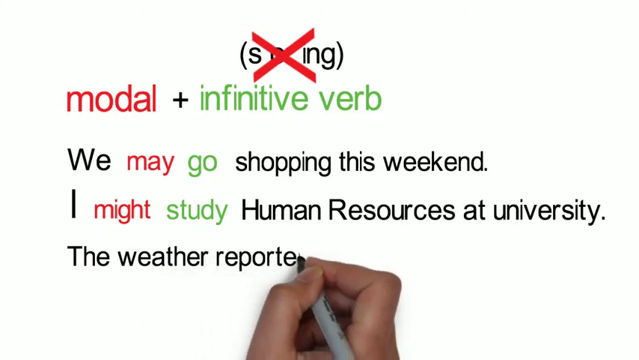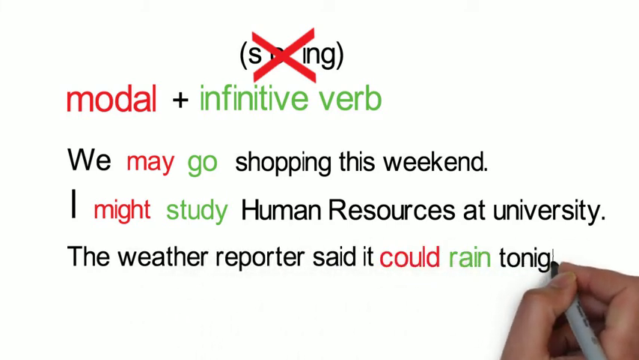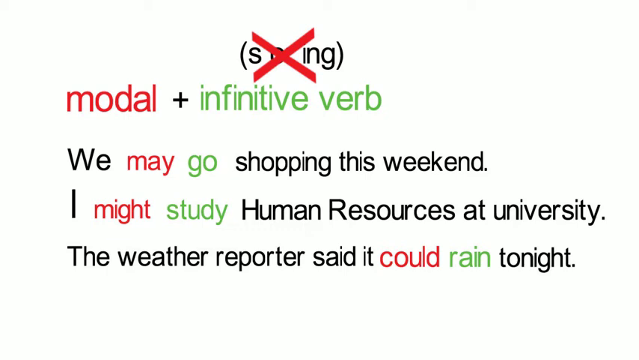The third sentence is, the weather report said it could rain tonight. This sentence includes the modal could and the infinitive verb rain. All of these sentences show a possibility. Something may or may not happen, such as going shopping on the weekend, studying human resources, or raining tonight.